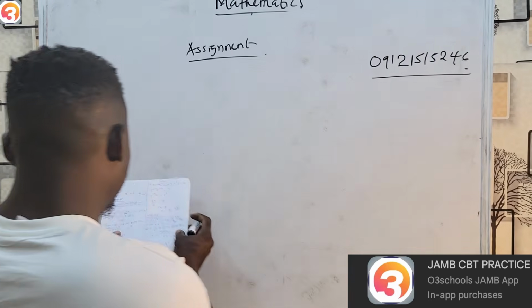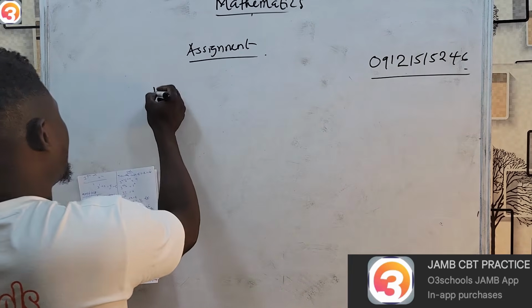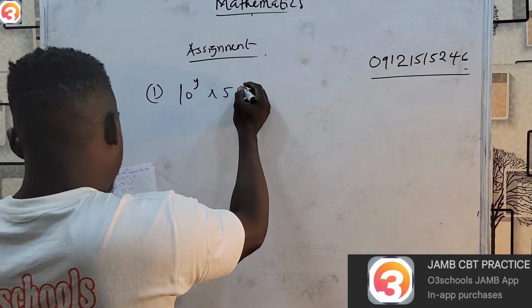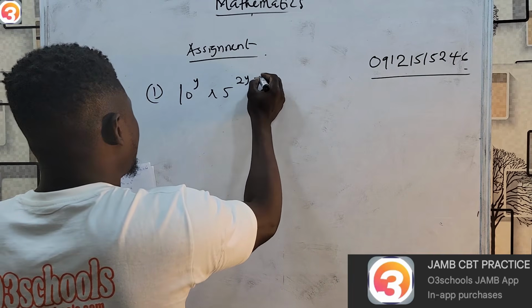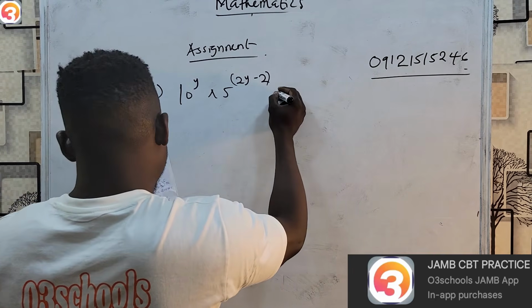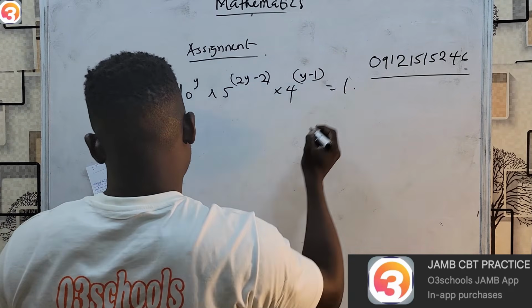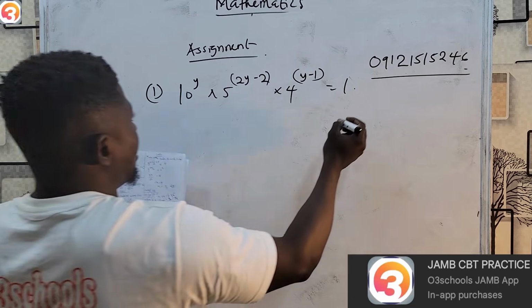All right, now let's go. You are going to have number 1: 10 raised to the power y times 5 raised to 2y minus 2, times 4 raised to y minus 1 is equal to 1. So please find y.